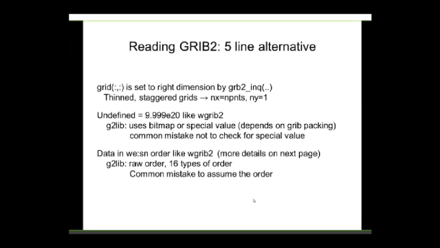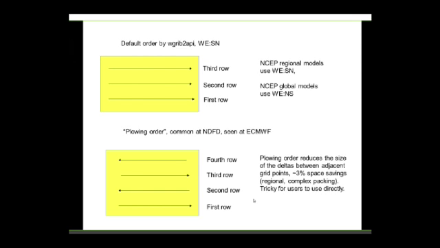Okay. Next part is the order of the grid. Can you show the next slide? wgrib2 has the top one here: left to right, from bottom to top. It's basically west, east, south, north order. That's very common in the regional models here. Oh, global too. Global is mostly north to south.